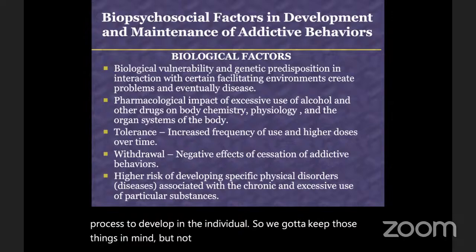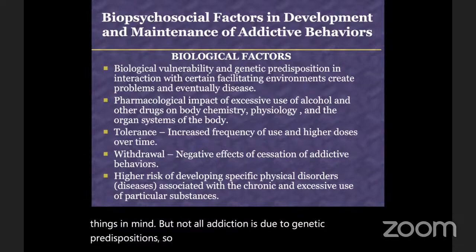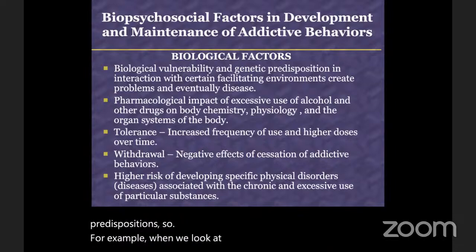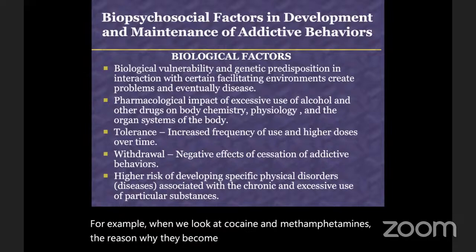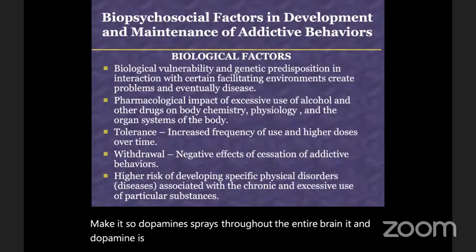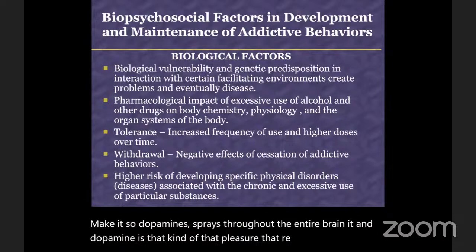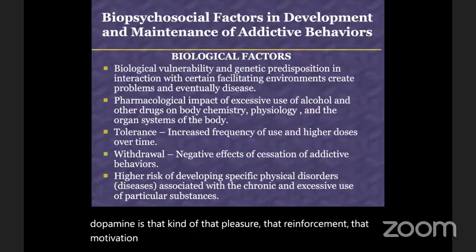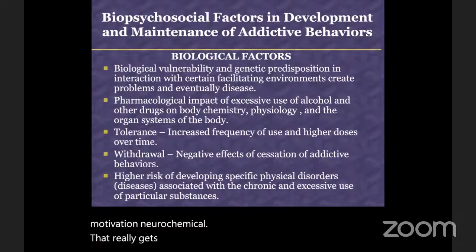But not all addiction is due to genetic predispositions. For example, when we look at cocaine and methamphetamines, the reason they become so addictive is because they make dopamine spray throughout the entire brain. And dopamine is that pleasure, reinforcement, motivation neurochemical that really gets the brain to want to crave that experience again.